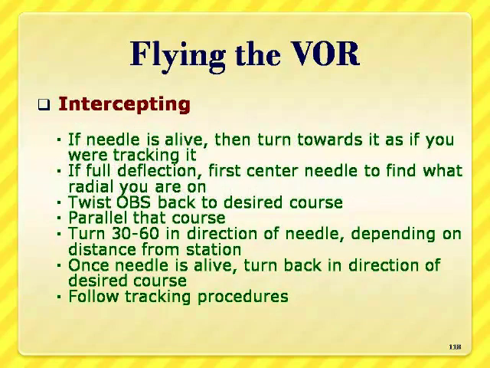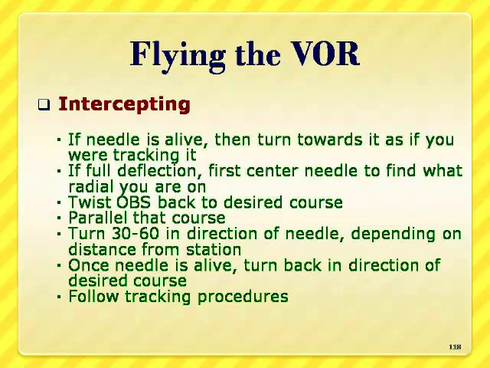Intercepting: if the needle is alive, then turn towards it as if you were tracking it. If full deflection, first center the needle to find what radial you are on. Twist the OBS back to the desired course. Parallel that course, turn 30 to 60 degrees in the direction of the needle depending on the distance from the station. Once the needle is alive, turn back in the direction of the desired course.